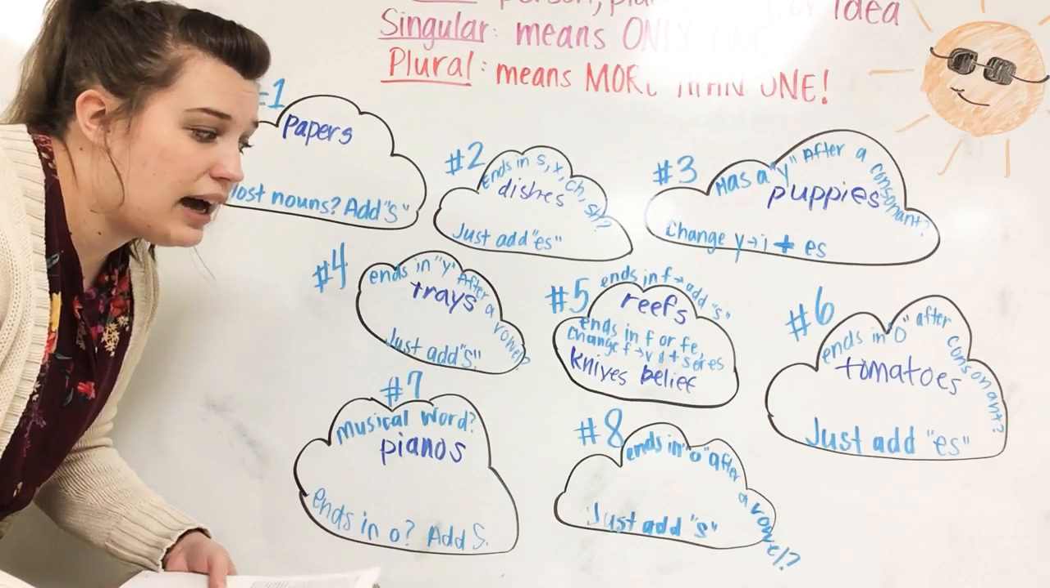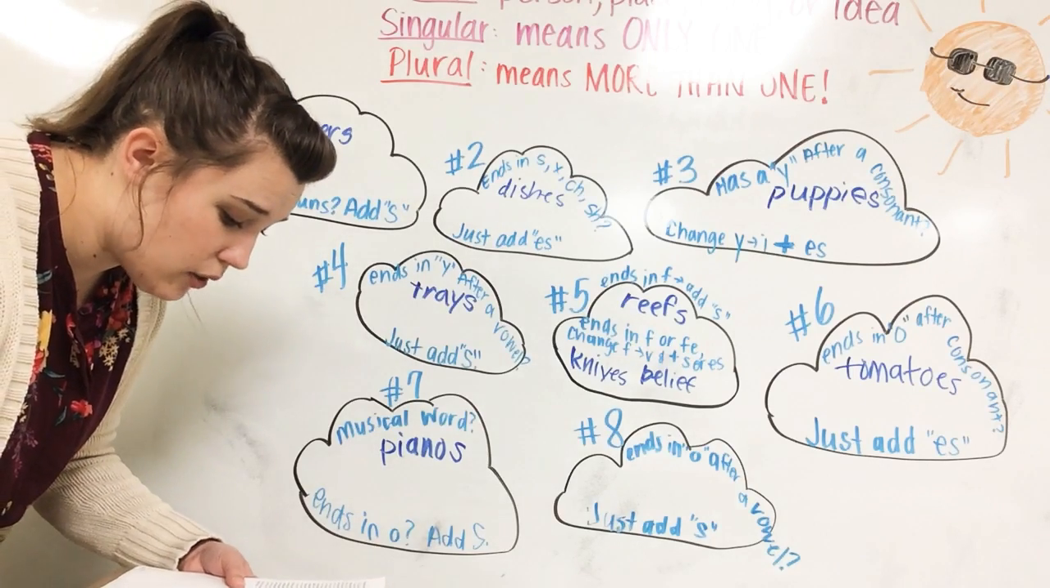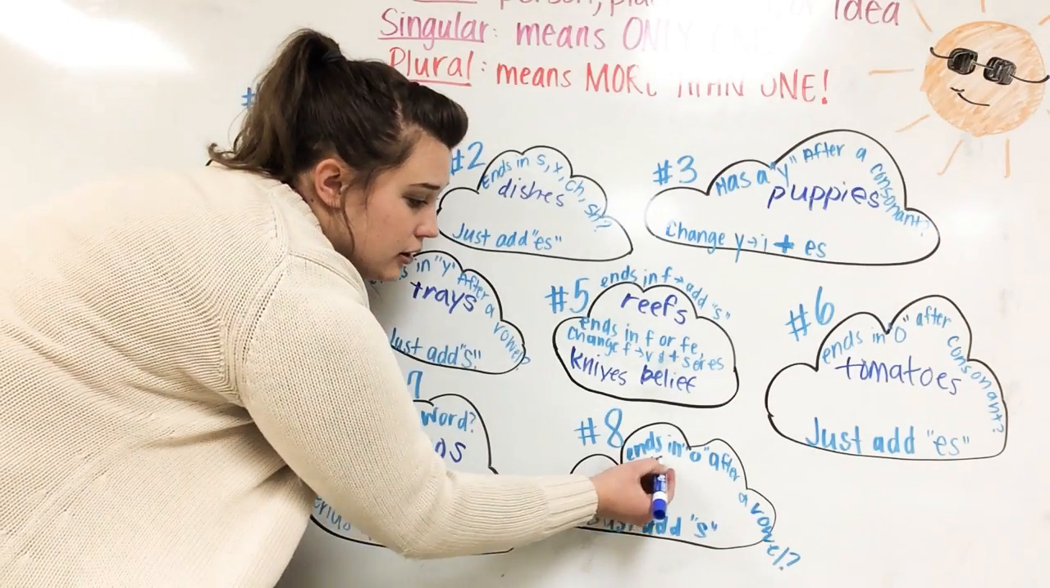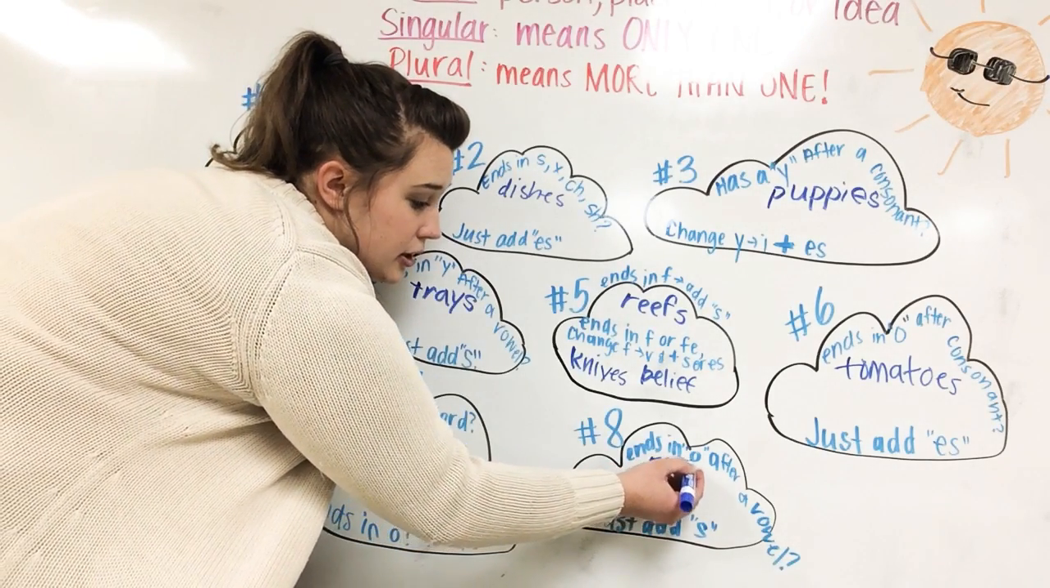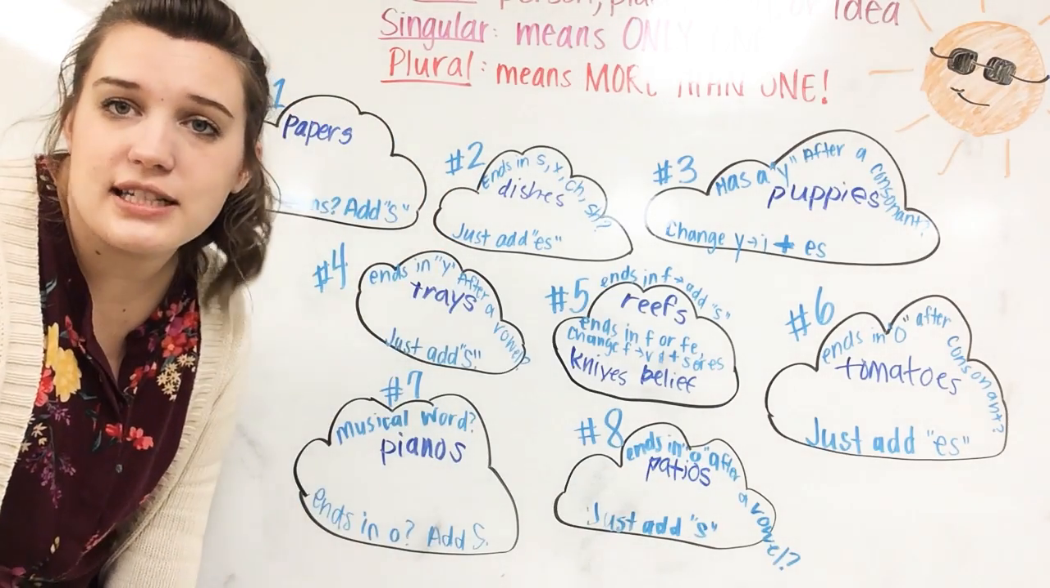If it ends in an O after a vowel, you just add an S. So, like patio, okay? Patio is I-O, so it's a vowel, then an O, you just add an S, okay?